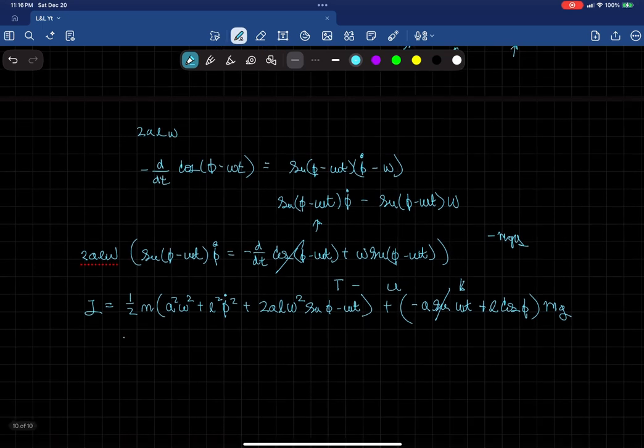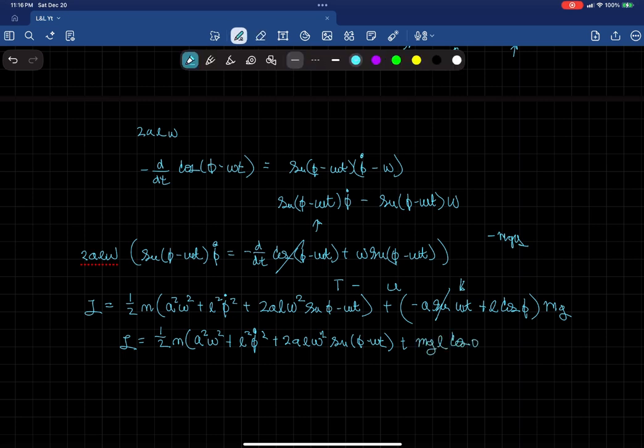So our total Lagrangian, simplified beautifully, now becomes 1/2 m times a squared omega squared plus L squared phi dot squared, plus m a L omega squared sine phi minus omega t, plus m g L cosine phi. And this is the beautiful result that is also given in Landau's.